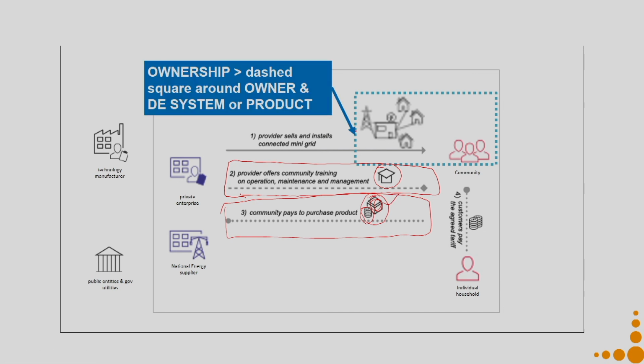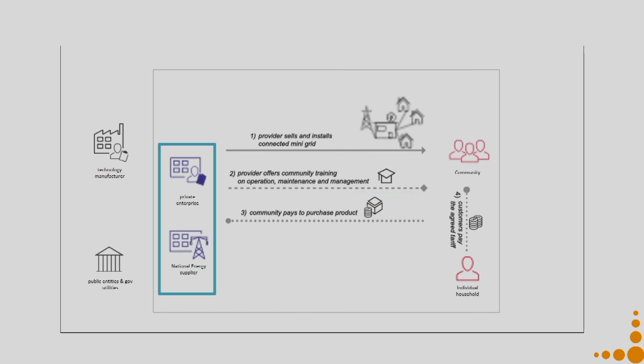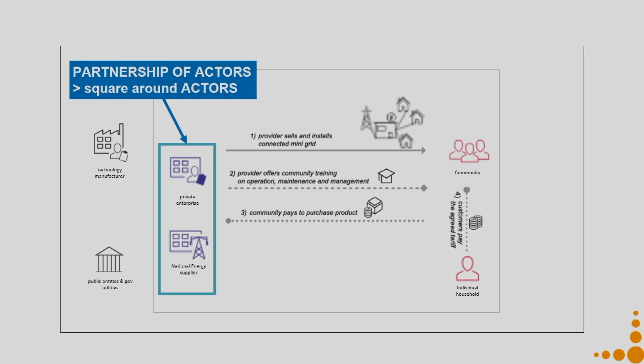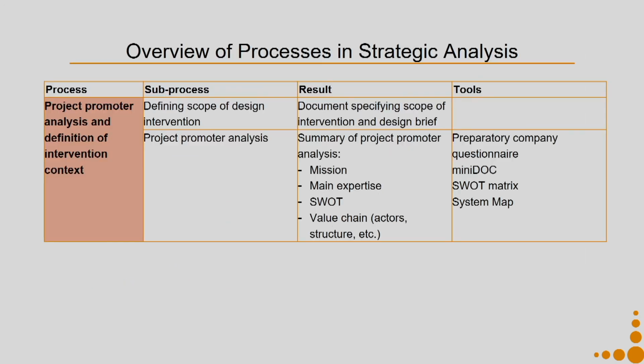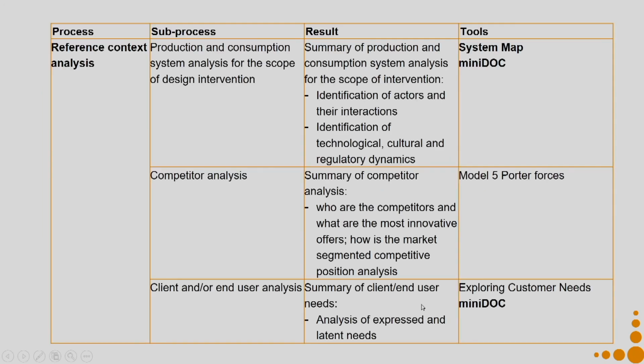Here I have shown the ownership, which is with a dashed square, which is the owner of the product or the system, and then you also show all the partners, the actors who provide it. So, from this we get to know how to do the project promoter analysis and definition of intervention context. In the next lecture, we will start with the next process, which will be about reference context analysis.